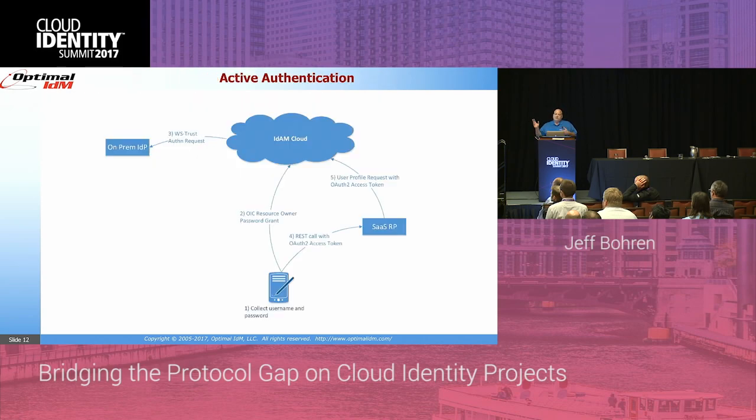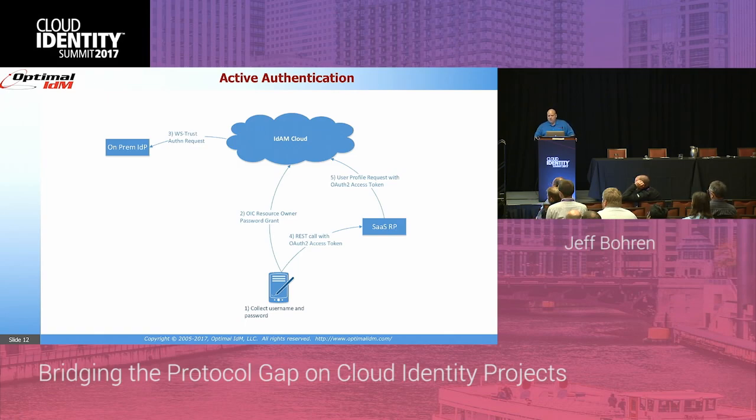All right, now everything I did so far was what we call passive authentication. In other words, it was a user in front of a browser going through the flow. The browser was doing the federation dance. Now we're going to move to active authentication. Active authentication is essentially web service calls between systems.